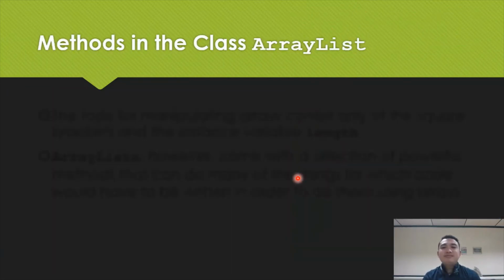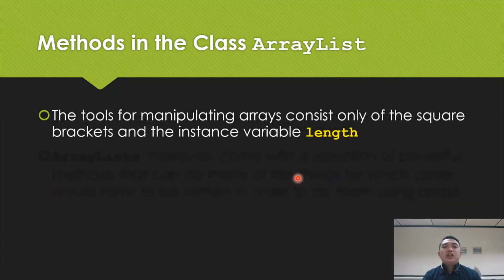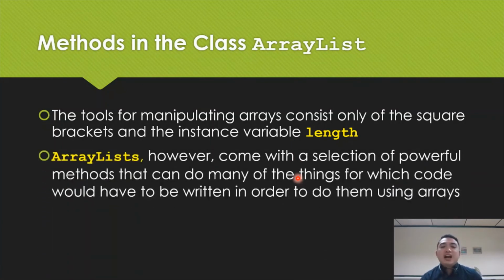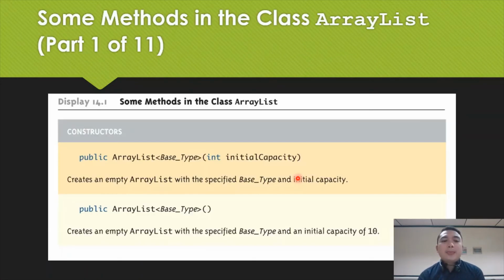Okay. Yeah. So these are the methods in the class. So we do have length, which is an instance variable, and then ArrayList, however, comes with a selection of powerful methods. So yung array, meron lang siyang dot length. Ang ArrayList, meron siyang mga different methods that you can use to manipulate, to access the values, etc. Okay, we do have discussed this already.